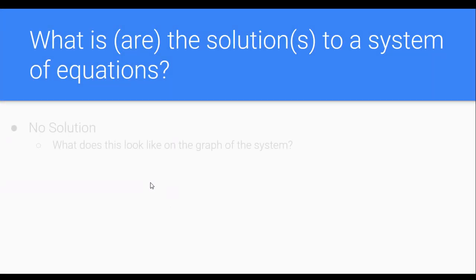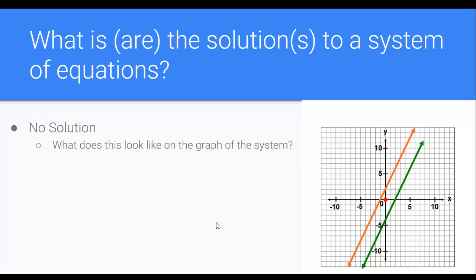Our second solution type is no solution. And what does this look like on the graph of a system? Well, the two lines would be parallel or never cross. So since there's no point of intersection, the answer to the system is literally no solution.